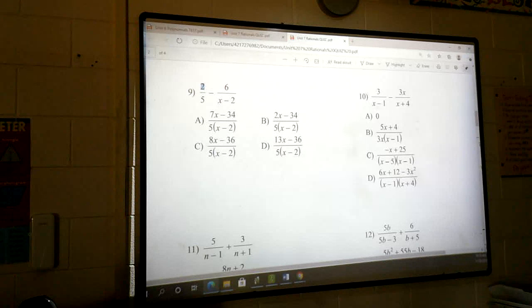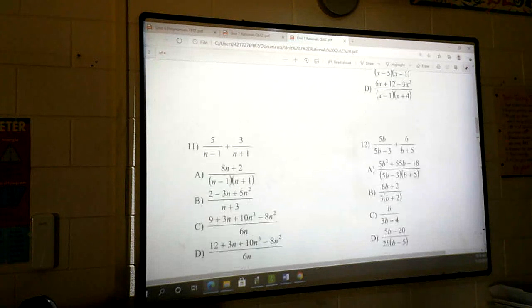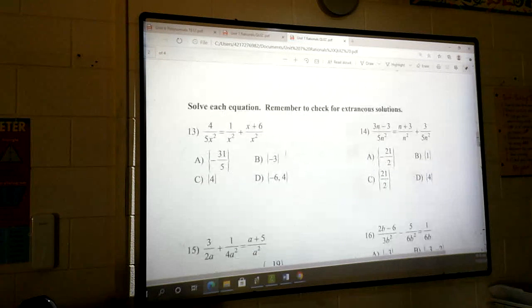This one, the least common denominator is (x minus 1)(x plus 4). So this fraction needs to be multiplied by x plus 4, and this one needs to be multiplied by x minus 1. Pretty much the same in all of those for adding and subtracting.